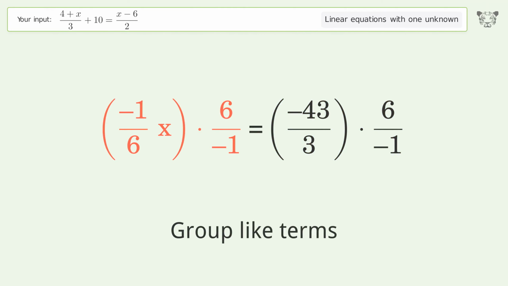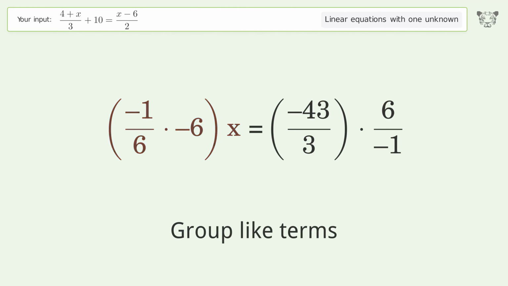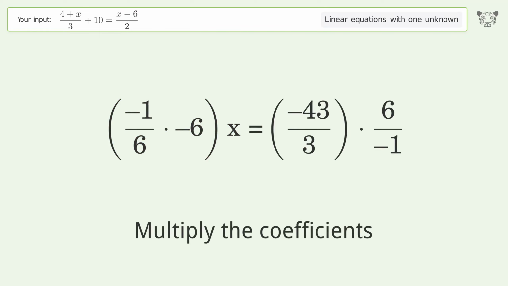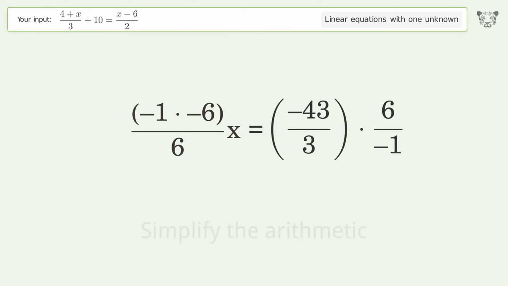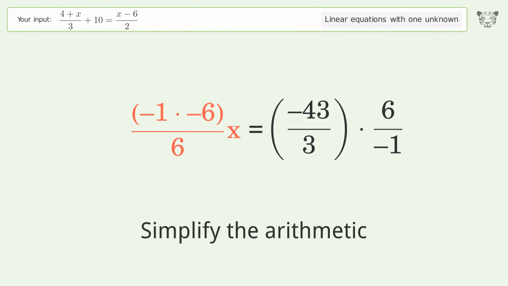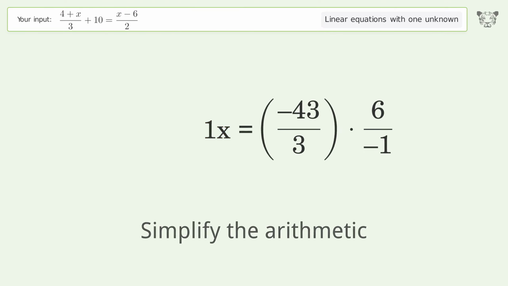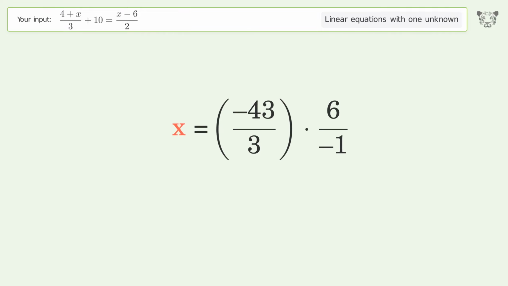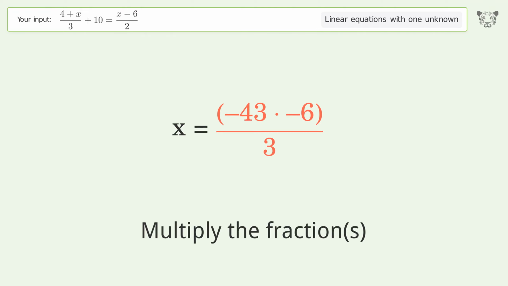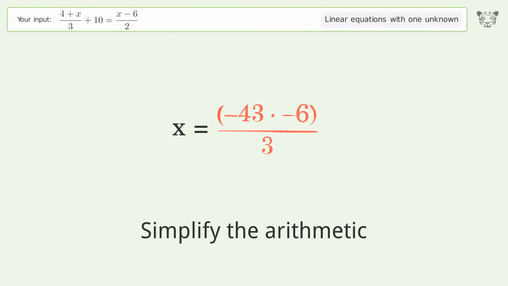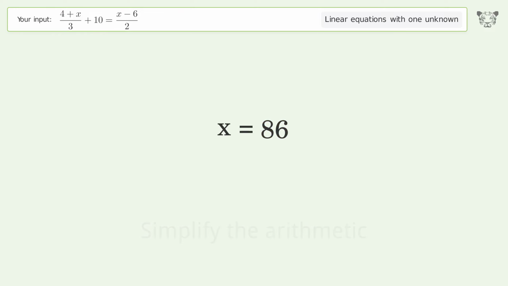Group like terms. Multiply the coefficients. Simplify the arithmetic. Multiply the fractions. Simplify the arithmetic. And so the final result is x equals 86.